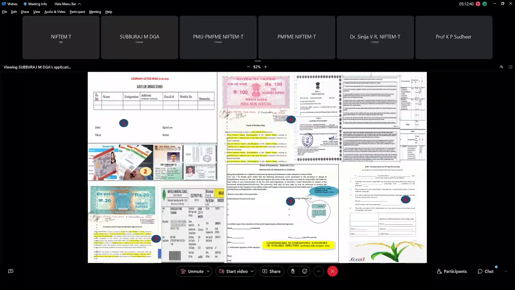So this is the list of directors. This is the format I am telling you; you may use these formats. These are the voter's card. These are the documents. It is important.